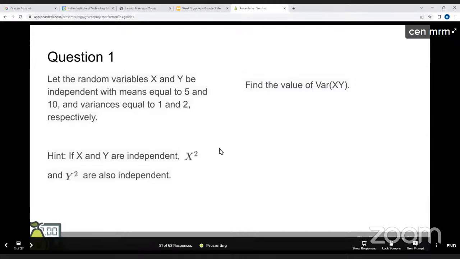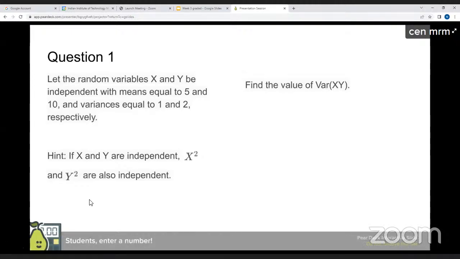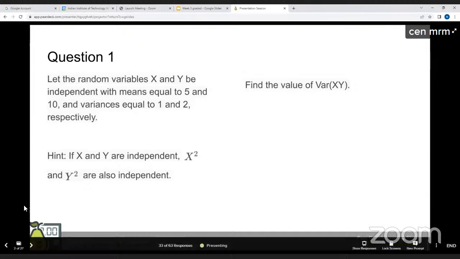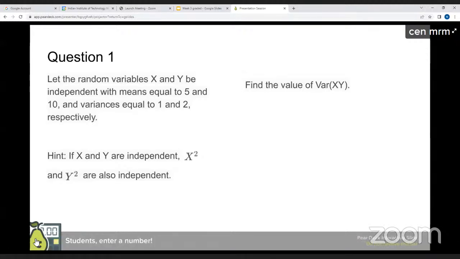Ma'am, one doubt. If X and Y are independent, can we say that all functions on them are also independent? Like here, X square and Y square we're taking as independent. Yeah, you can say that in general. So X cube and Y cube will be independent? Maybe not always. I will have to check that part. So we cannot always say that functions on the random variables are also independent in all cases. Let me just check on that part.